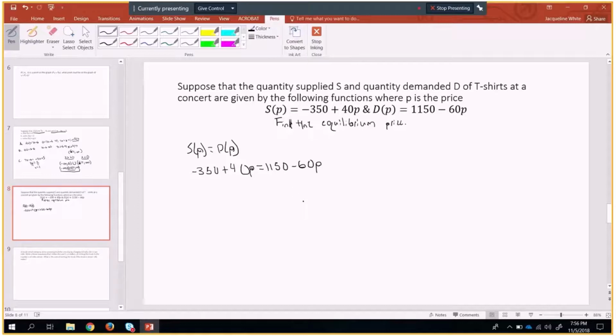So all we have to do is solve for p, right? So subtract negative 40 on that side, or add 60 on this side. Let's actually do that. So we add 60 on this side to get 100p is equal to, add 350 on the other side to get 1500, and then divide 100 on both sides to get that p is equal to 150.